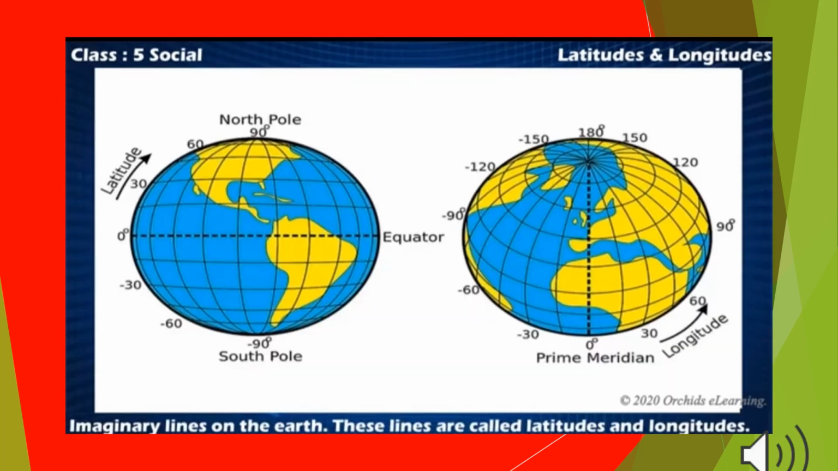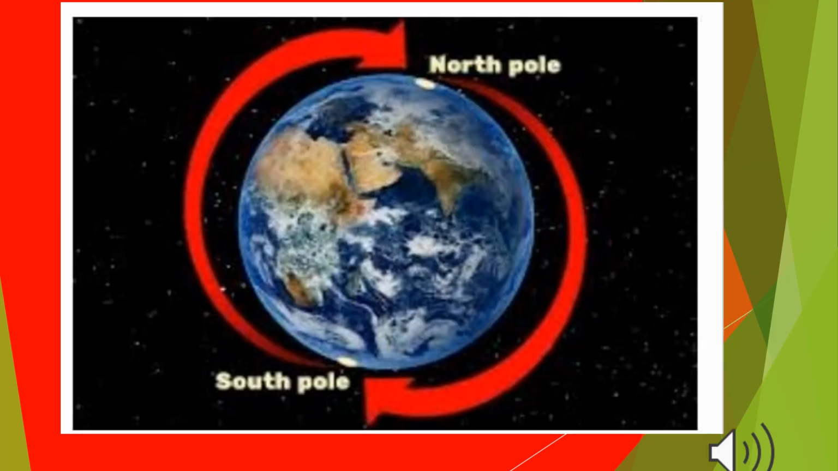Our earth spins along an imaginary line called the axis of the earth. The axis of the earth is always tilted to one side, just like the globe. The axis has two endpoints called the North Pole and the South Pole. The North Pole is the northernmost point and the South Pole is the southernmost point of the Earth.